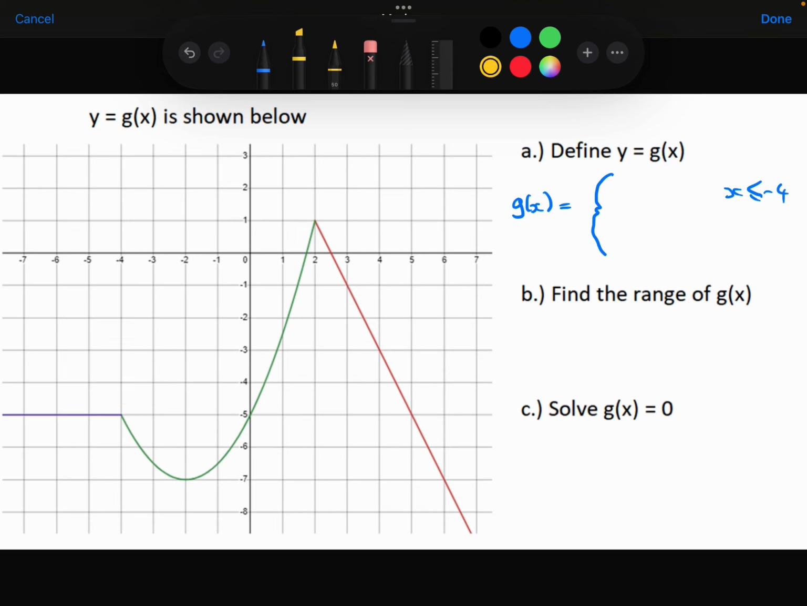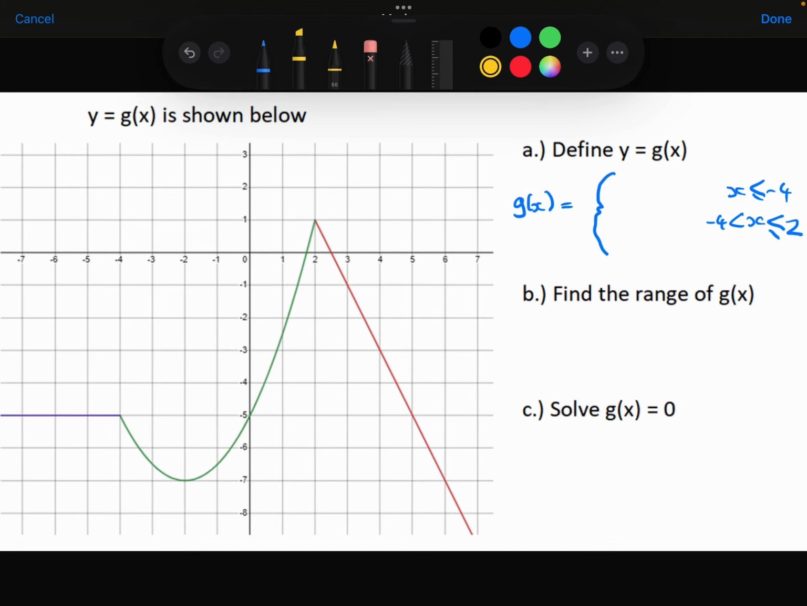Then we've got the quadratic that's between minus 4 and 2. I won't include the line underneath the minus 4 here because I've already done so there. But I will put a line underneath the 2 there, and I'll come up with the rule for what the quadratic will be at that point in a minute. And then we've got the third equation for when x is greater than 2.